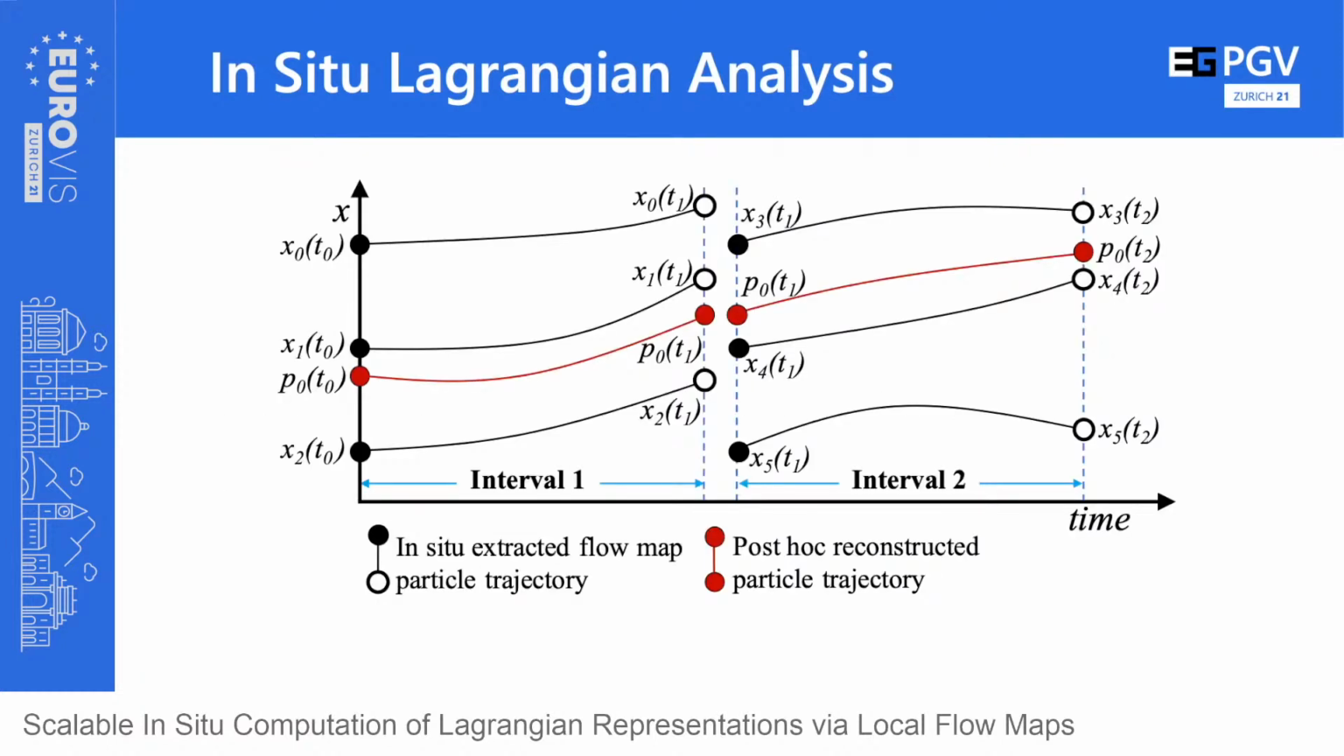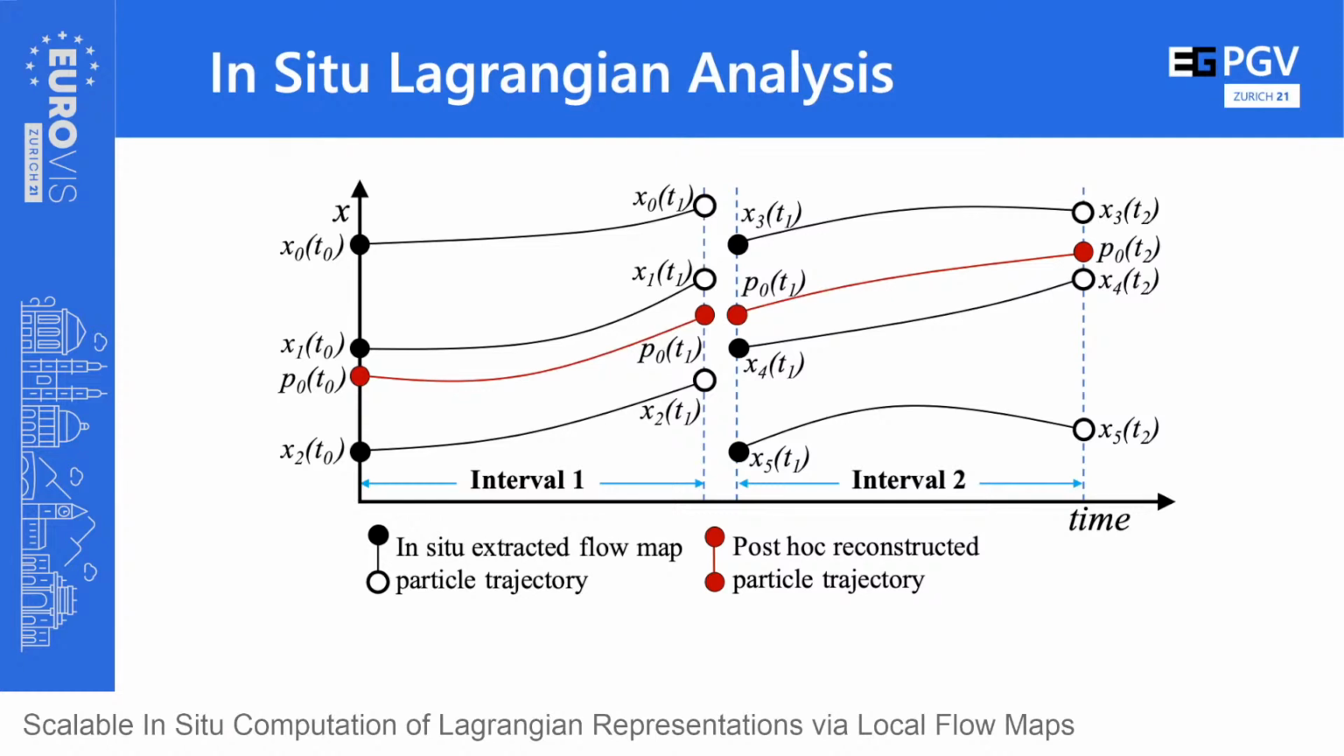So let's take a step back and answer, what is a Lagrangian representation? In a practical sense, a Lagrangian representation of a time-varying vector field consists of sets of particle trajectories. We also refer to this as the flow map. The particle trajectories that form the Lagrangian representation are computed using in situ processing and can be interpolated post-hoc to reconstruct the flow field behavior. Note that since the particle trajectories are computed using in situ processing, these trajectories can be considered as accurate.